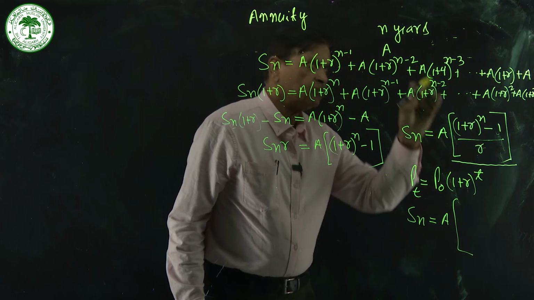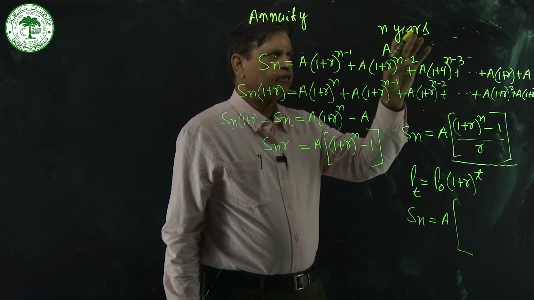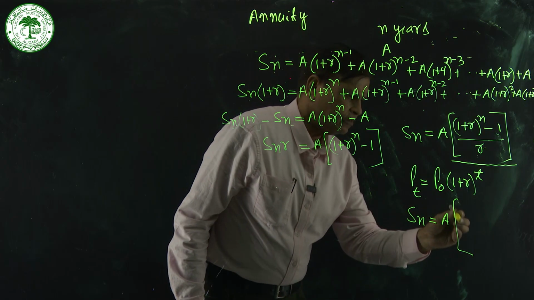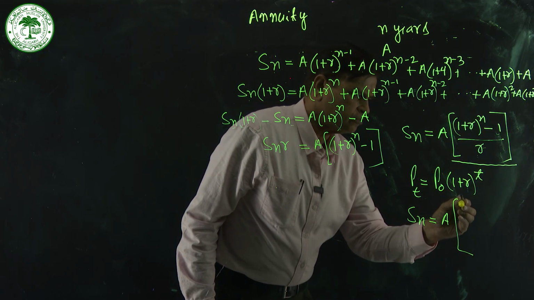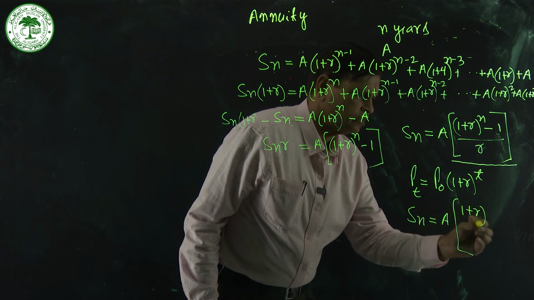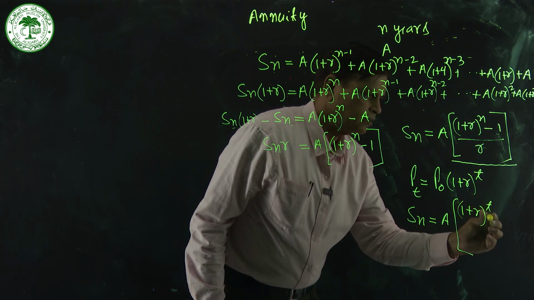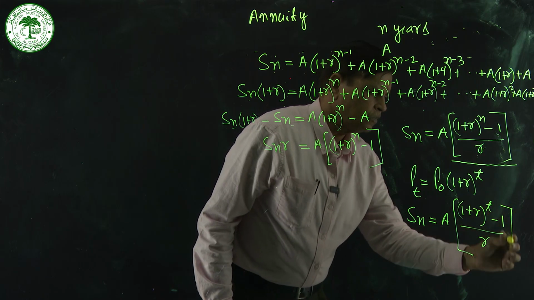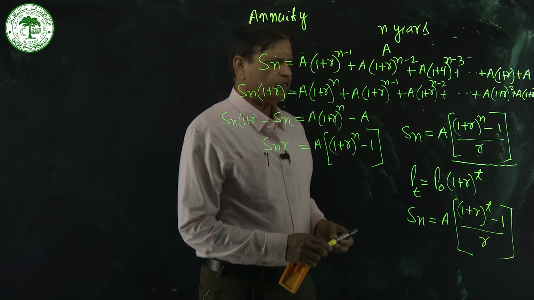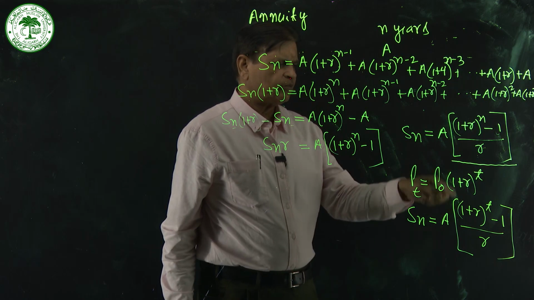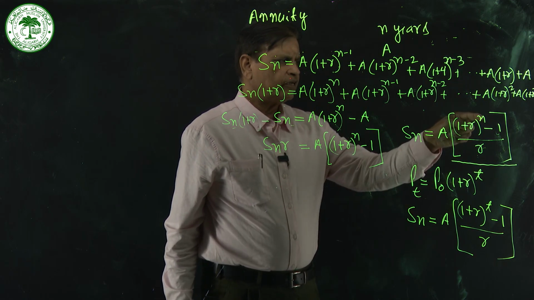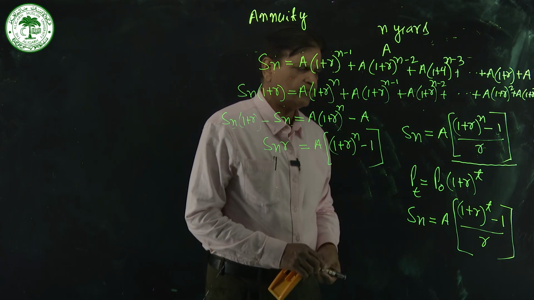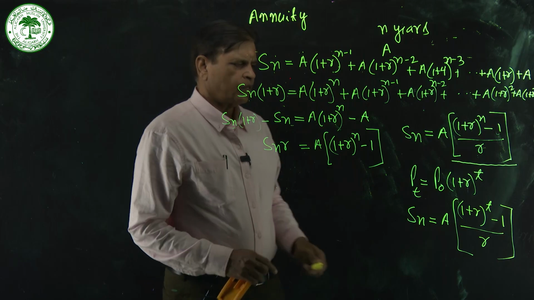Because in this one, we show the years by n, but if you show the years by t, then in this case this will become ((1 + r)^t minus 1) divided by r. So the notation has been changed. In order to show the similarity between the two, we have replaced the n here by the t, that is t years. It is being deposited for t years.